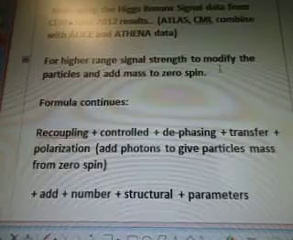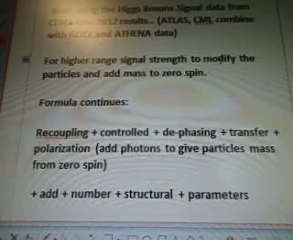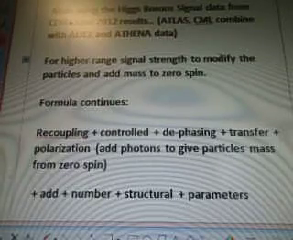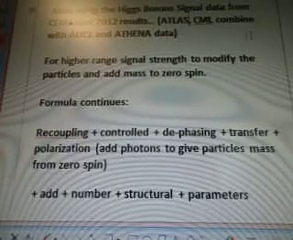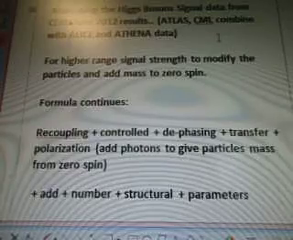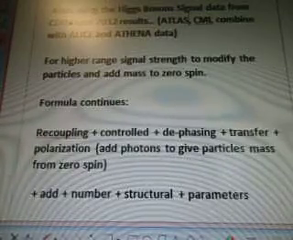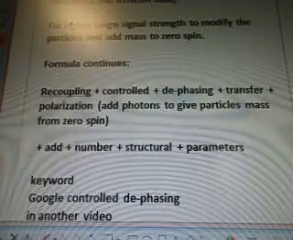And I show you the formulas in previous videos. Probably in line 22 you'll find them. I did a whole section actually called Higgs boson mass particles. So if you Google that, it'll bring it up. For higher range signal strength, to modify the particles and add mass to 0 spin.